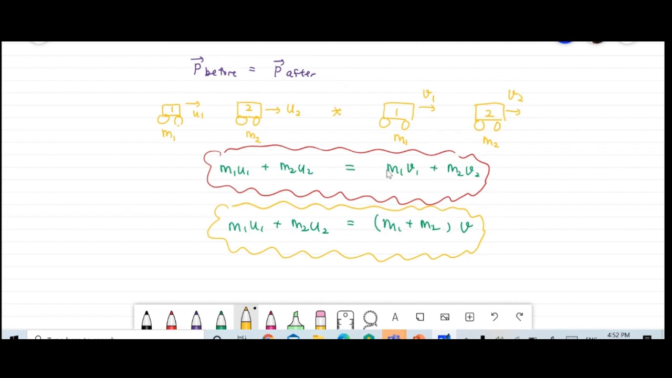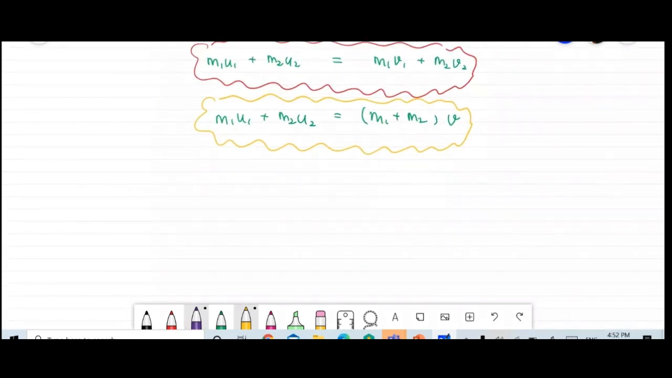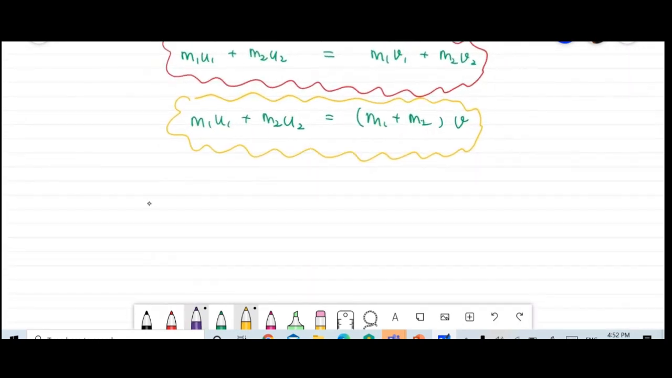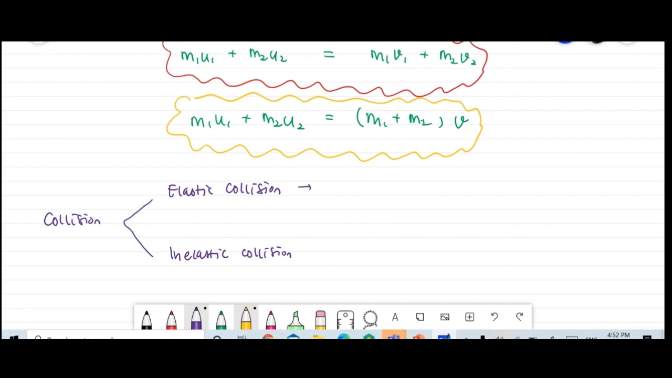So how do you know which one to use, whether they are moving together after the collision or moving with different velocities? Then you have to refer to what type of collision it is. Basically, there are two types of collision. The first one is called elastic collision. The other one is called inelastic collision.